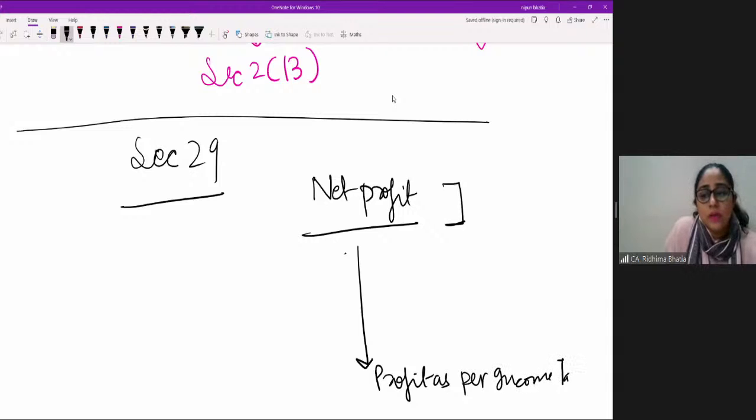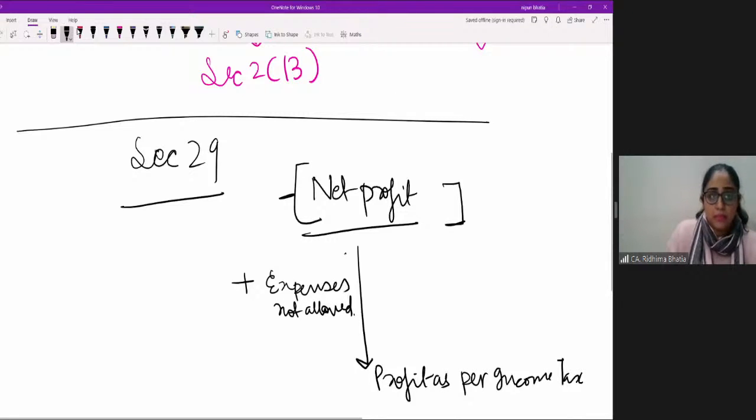Now, this whole concept and calculation is based on very common understanding. Whatever expense is included or netted off in this net profit and is not allowed as per the Income Tax Act, that means you have reduced your net profit, but it is not allowed, I will add those expenses back. Correct? At the same time, I will reduce the expenses which are allowed as per income tax but have not made any impact on my net profit.